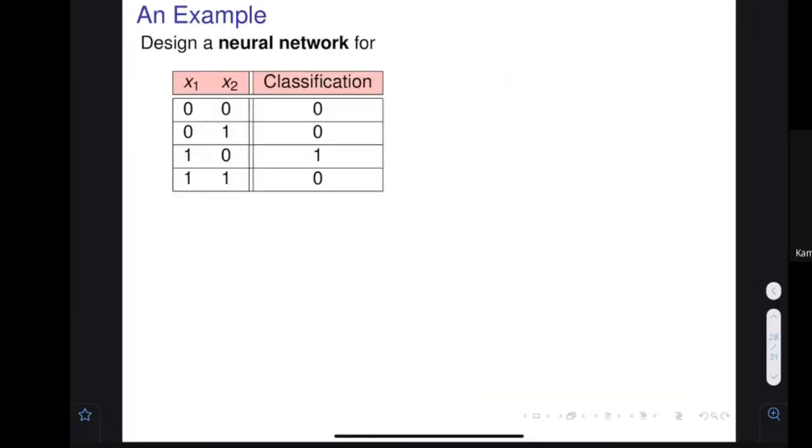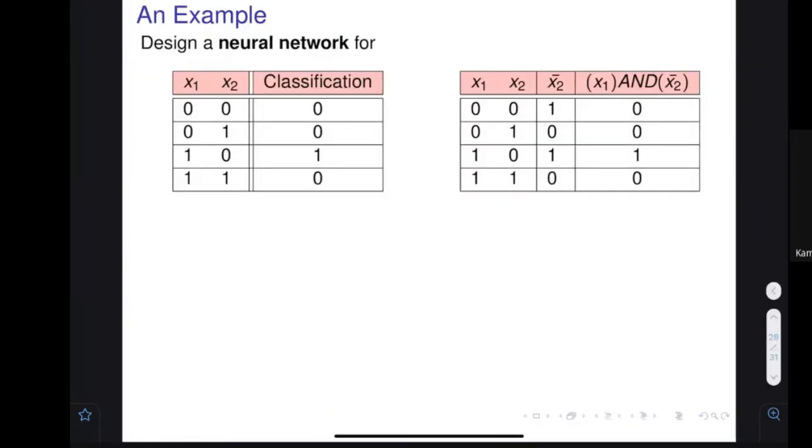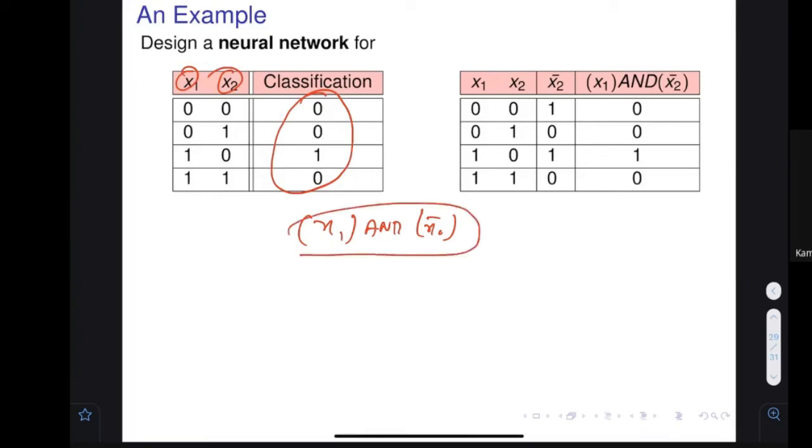Let me ask another question. Can you build a network of two layers? You can think that this output can be represented using this particular formula with x1 and x2. How many of you would agree with this? If I find x1 and x2 bar, if I find this particular quantity, x2 bar, then it is going to give me the same circuit.